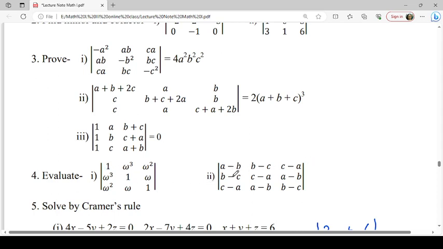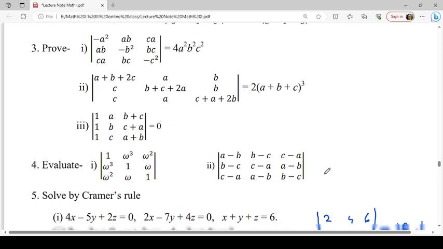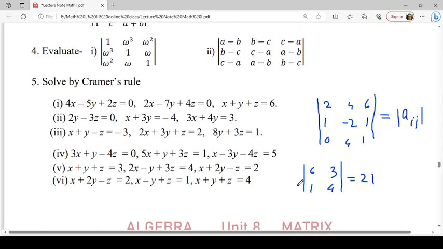Here add all these, R1 plus R2 plus R3. When we write R1 plus R2 plus R3, this will be 0. If the first row or first column is made 0, then every element is 0. Every element of a row or every element of a column being 0 means the value is 0. So these are Cramer's rule.